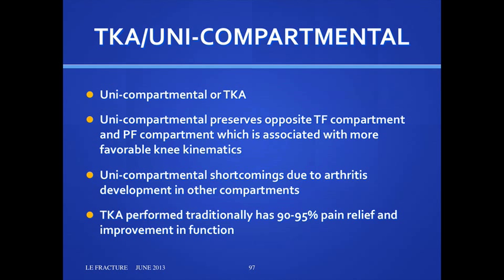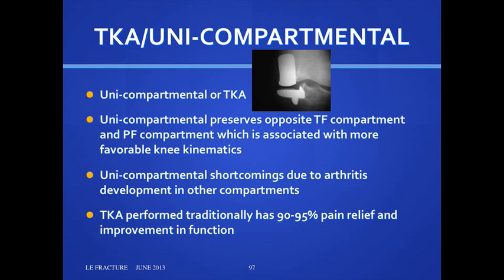Sometimes there are unicompartmental total knee replacements. That's where only one compartment, medial or lateral, is replaced. There are some shortcomings due to arthritis development in the other compartments, but traditionally full total knees are performed, and over 90% of the patients do have good results. And there you can see a unicompartmental knee replacement.